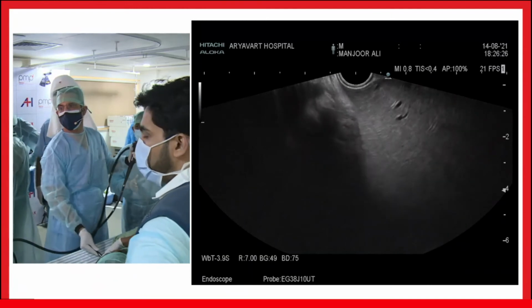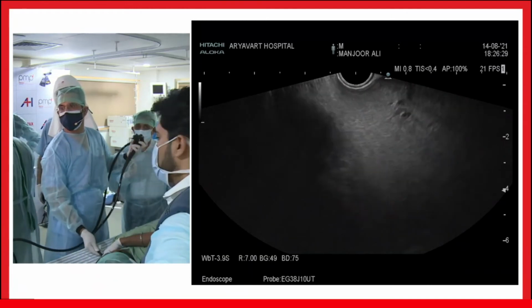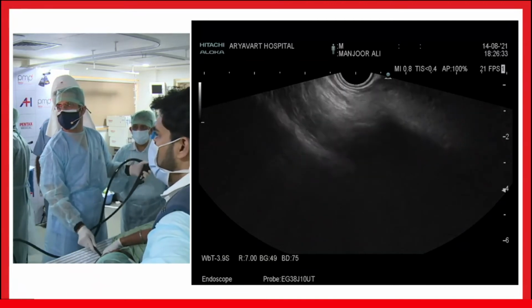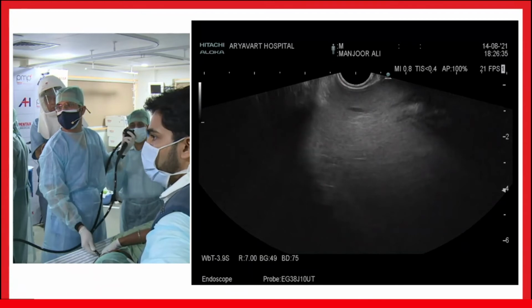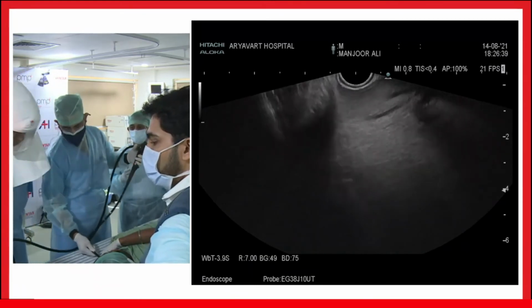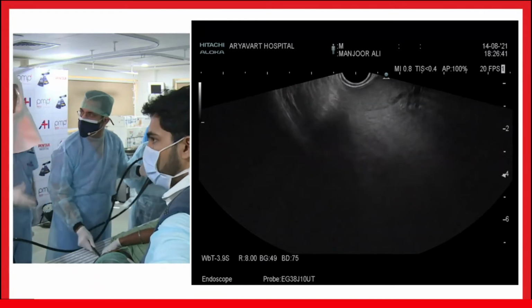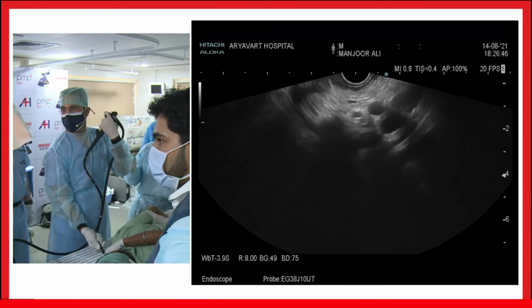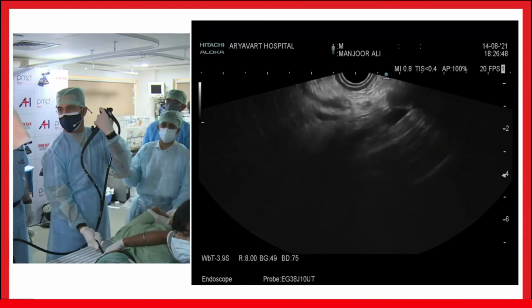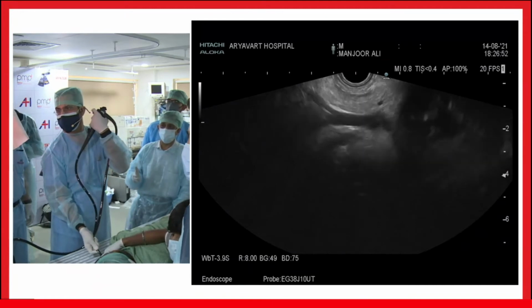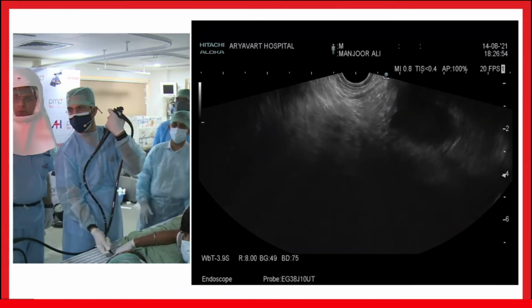So what we need to know beforehand is what is the optimal patient. Usually it is good to take up a patient with around 30 to 60% necrosis. Beyond that, I think it is more of a surgical domain. And it should be free of any vascular complication like pseudoaneurysm. We must look for pseudoaneurysms before we actually do a collection drainage.